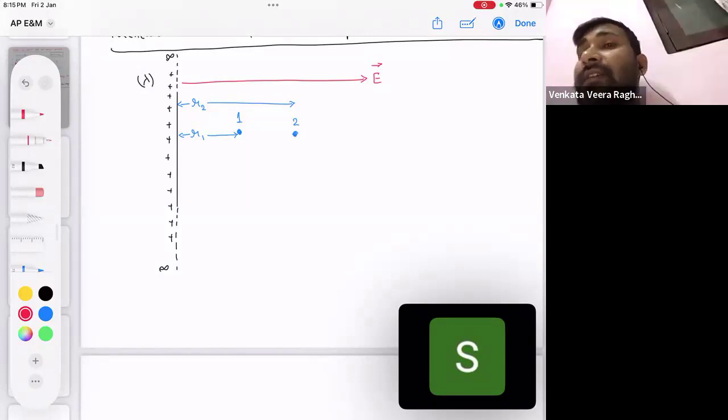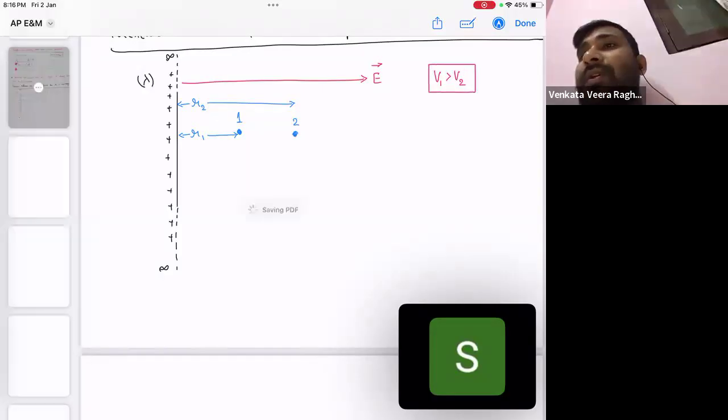Direction of field is from high potential to low potential. So here what will happen? V1 will be greater than V2. Understood? So point number 1 is high potential, point number 2 is low potential. Now let's calculate what that potential difference is.